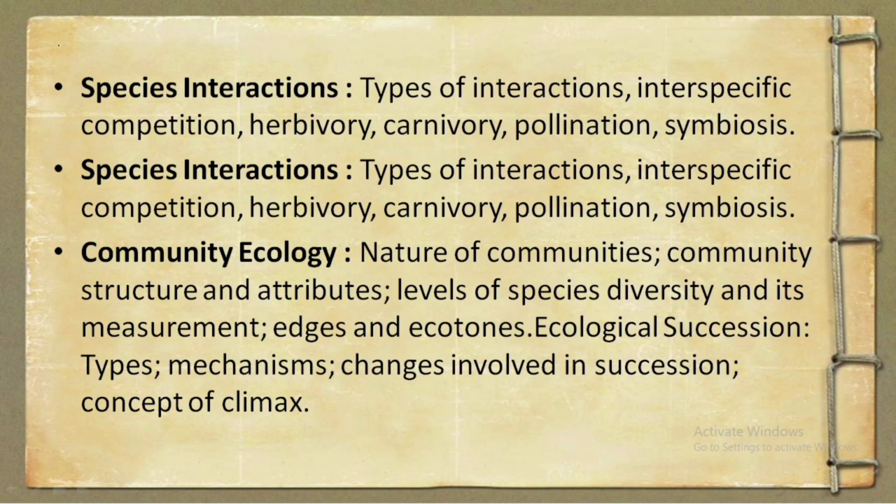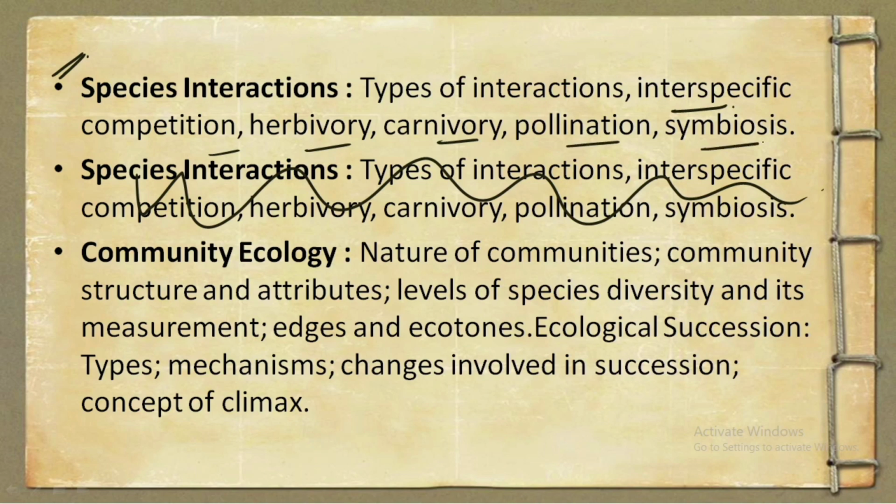After that we have the topic of species interactions. In that we have both the positive and the negative interactions. So we have the various types of interactions, that is the interspecific interaction, herbivory, carnivory, pollination, and also symbiosis. Then we have community ecology. In that we have the nature of the communities, community structure and attributes, the level of species diversity and its measurement, edges, ecotones, and the topic of succession.